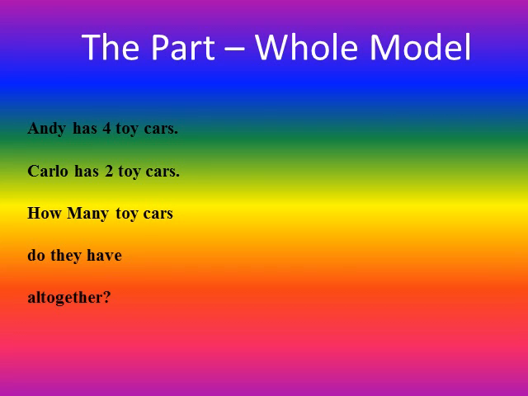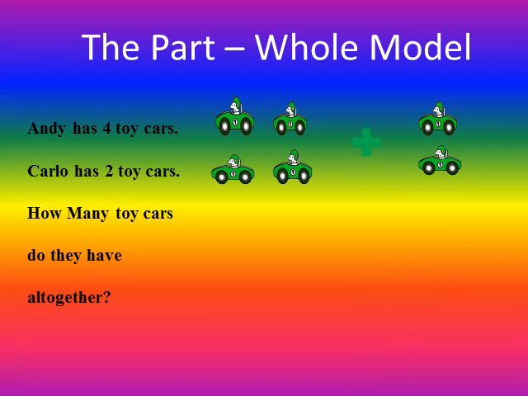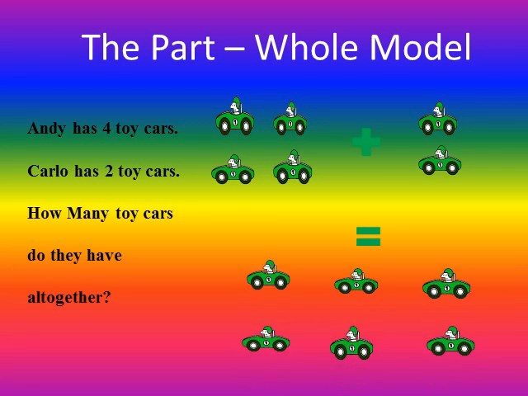If we would like to present that, we would draw 4 toy cars representing Andy's cars, and we add to that 2 toy cars for Carlo. We are adding this because the problem is asking for the total number of cars altogether. So we put all of Andy's and Carlo's cars together and count 1, 2, 3, 4, 5, 6. So we know that they have 6.